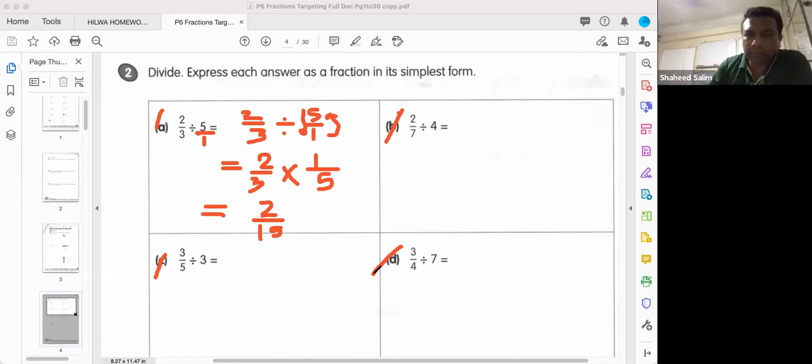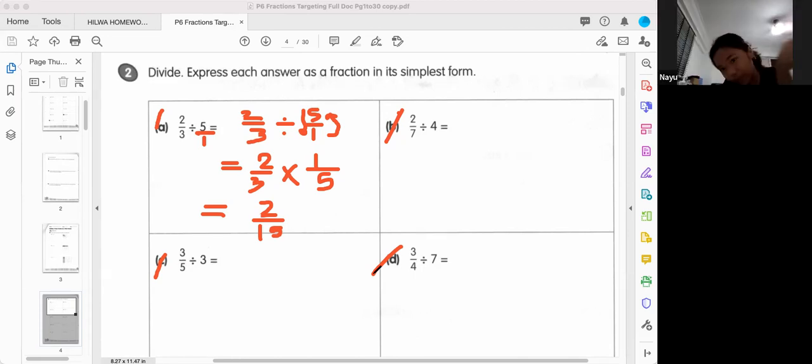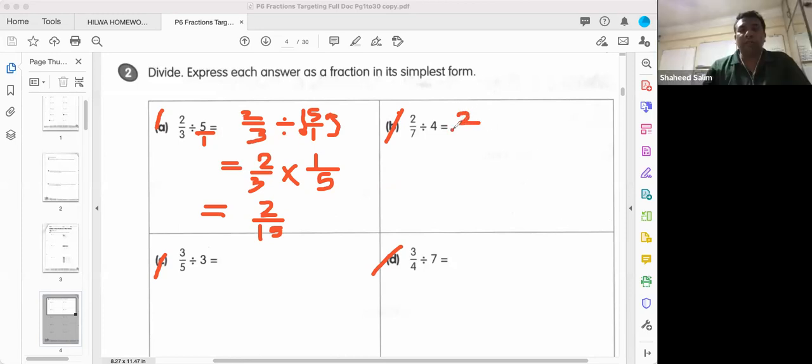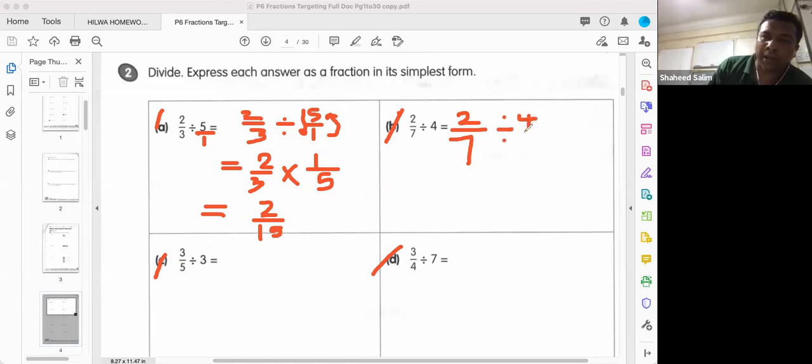There are 7 for B. Okay, let me tell you where your mistake is. 2 over 7 is correct. You must write divide here. But you know what Nayumie wrote? Nayumie didn't write the divide. You wrote straight 4 times. When you write times, you must remember you don't do the flip.